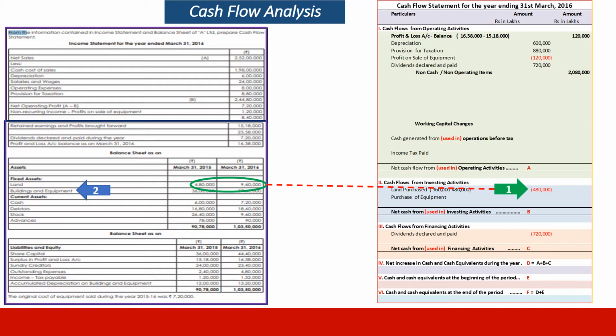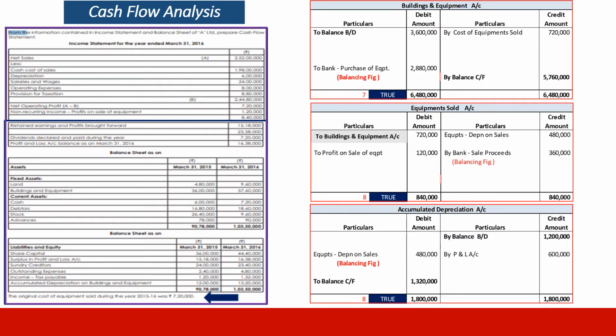Then comes buildings and equipment. This buildings and equipment has got adjustment entries to be passed for sale of equipments and profit on sale of equipments. That we have to work out as to how much is purchase of equipments, how much is sale, how much money. Now let's study buildings and equipments account and its various transactions to ascertain what is the purchase, what is the sale transaction, and other details.